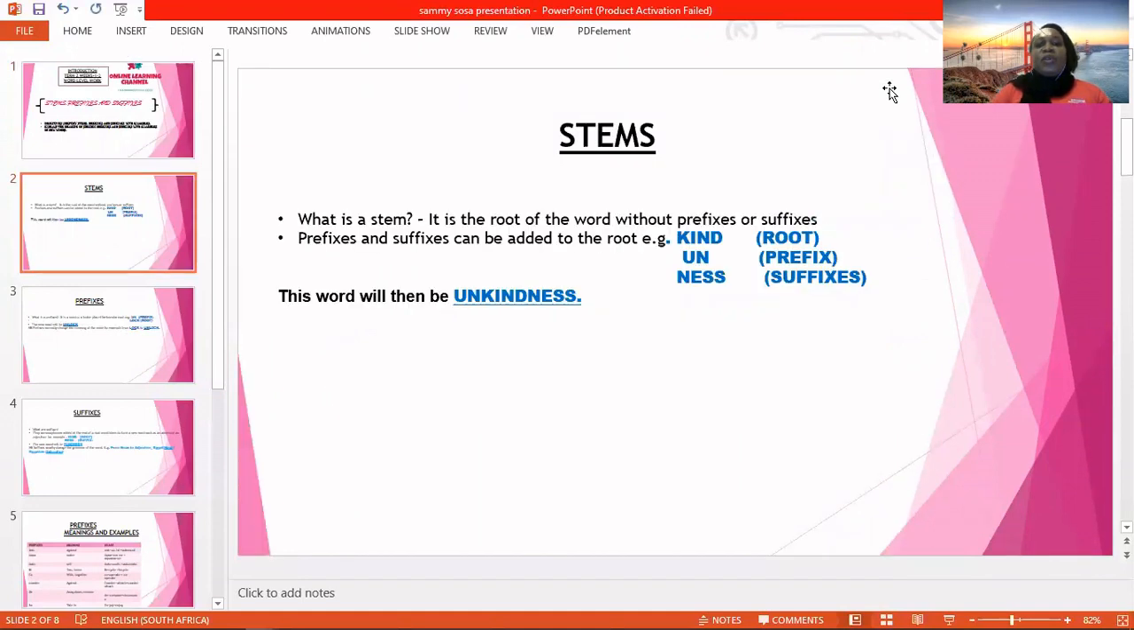We are going to first of all look at stems. What is a stem? A stem is the root of the word without prefixes or suffixes. When prefixes and suffixes are added to the root word, the word changes. I want us to look at the example there on the screen. We have the root word kind. When we add the prefix un and the suffix ness, the new word will be formed, which is unkindness.